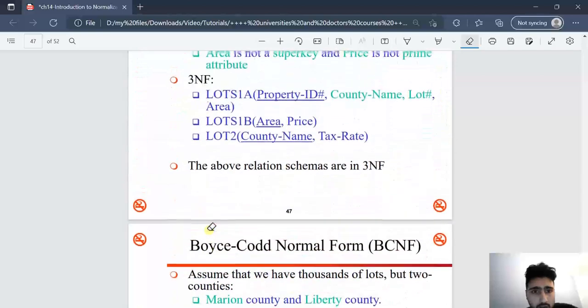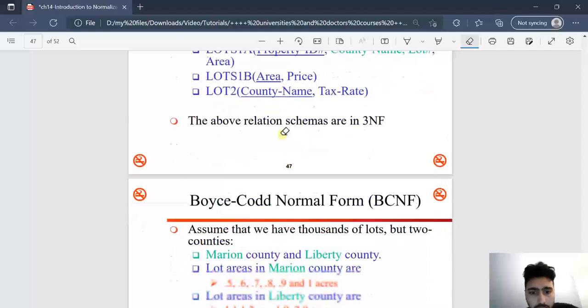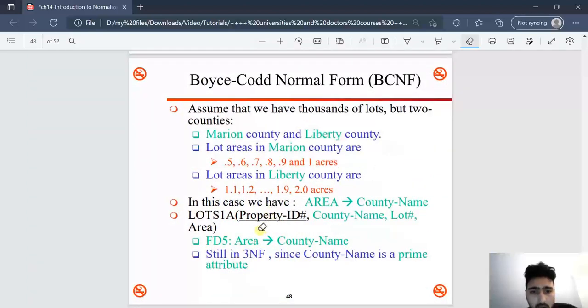If we go to the final result of the lots relation, it is three separate relations: lots 1a, lots 1b, and lots 2, and every relation is composed of separate columns or attributes. Now, because of the new functional dependency, area derives the county name, the relation lots 1a is still in 3NF, because 3NF doesn't care about this type of functional dependency.